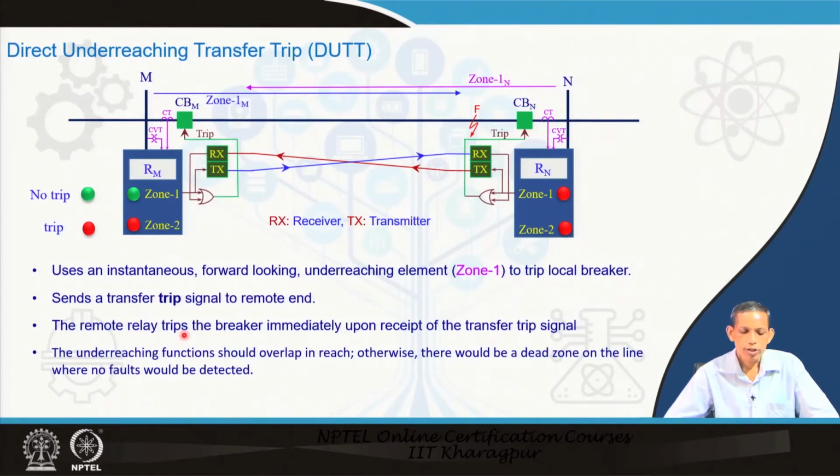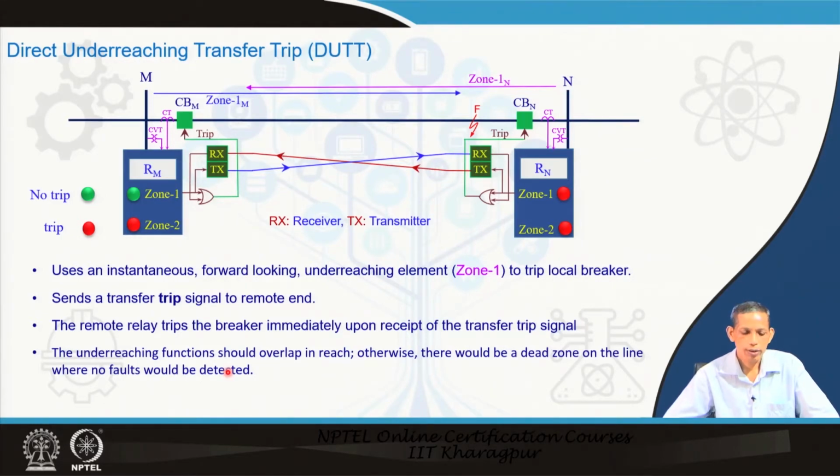The remote relay trips the breaker immediately upon receiving the transfer trip signal from the remote end. So, if the remote end sends the transfer trip signal, the local relay also does not wait for its own zone 1, within the OR gate concept.